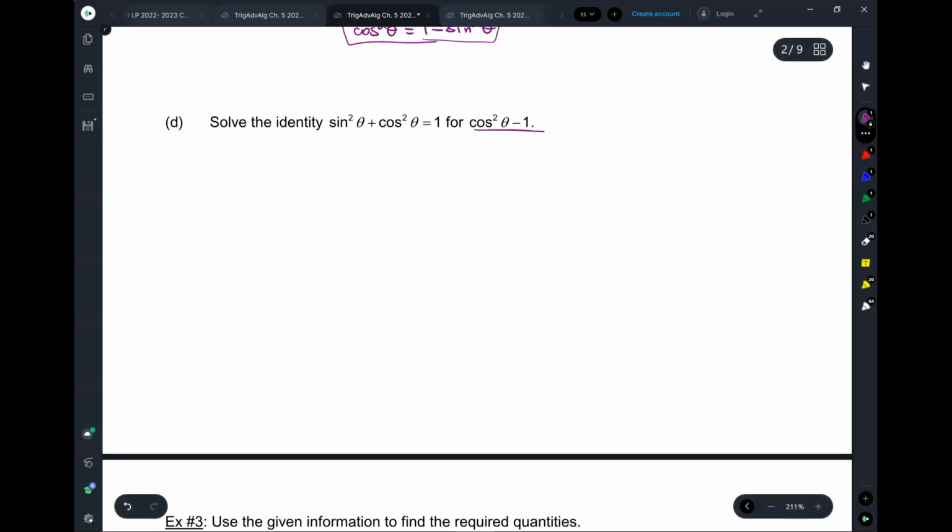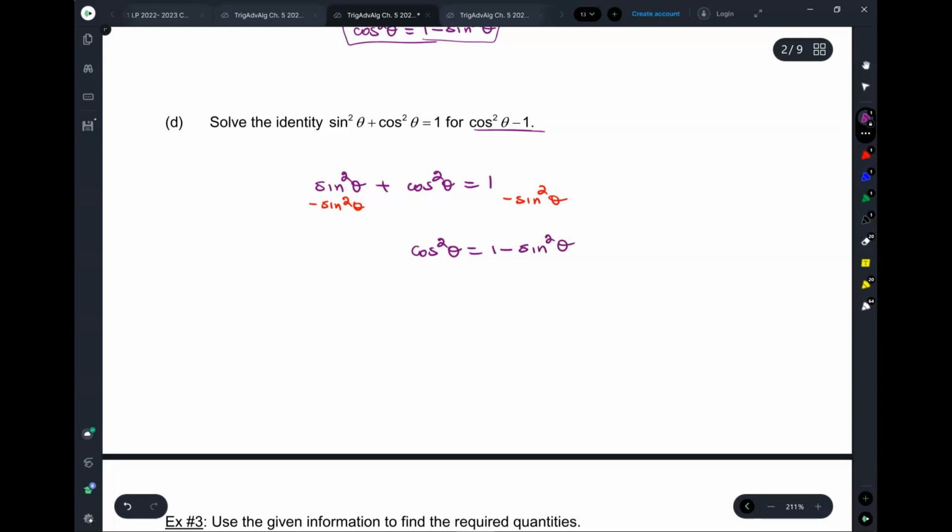We're going to solve this for cosine squared theta minus 1. Okay, so let me write it again. Okay? Okay. So, if I need cosine squared theta minus 1 on the same side, can I have sine squared still be on the same side as the cosine? No, I need to bring this over, right? Indeed. So what do I have now? Cosine squared theta is equal to 1 minus sine squared theta.